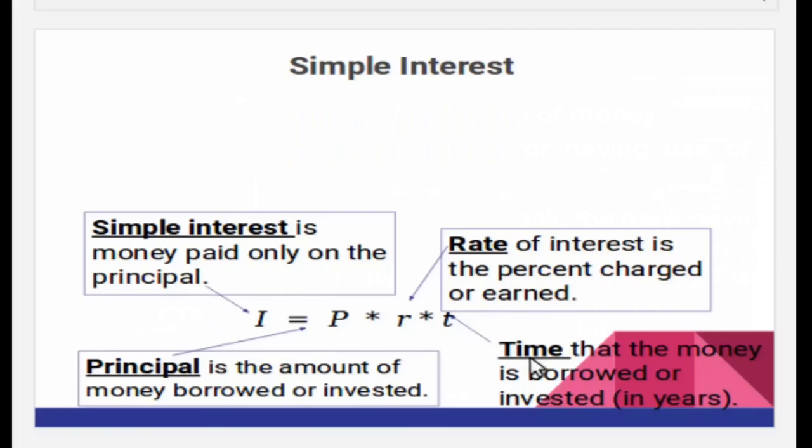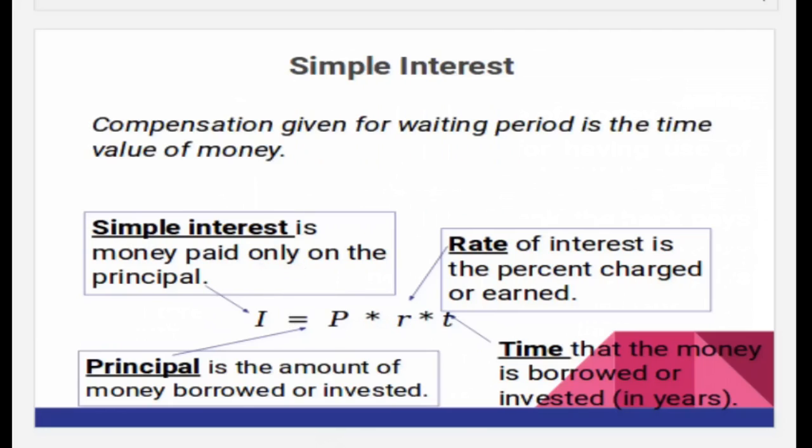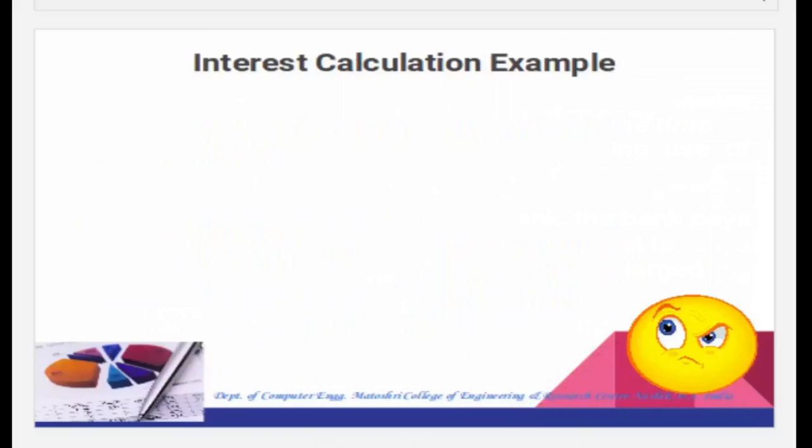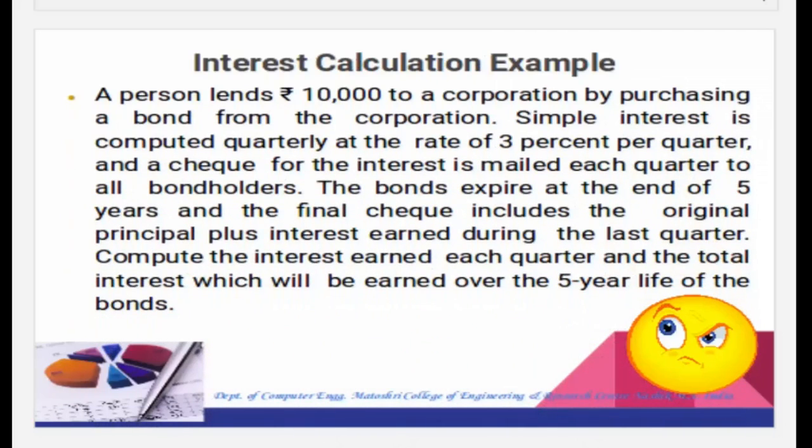Then the time. Time is the period for which money is borrowed or invested, in years. If we know the values of all these three terms, then by simply taking the product, we are able to calculate the simple interest. In other words, it is a compensation given for a waiting period, which is the time value of money. Now we know the formula for calculating simple interest. It is time to take one example based on interest. So here we have to solve the problem.